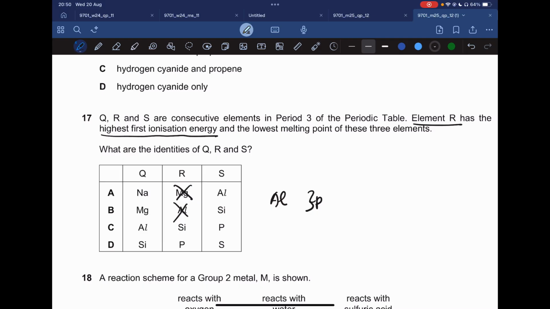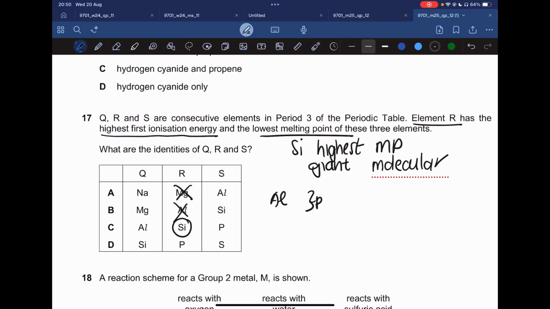Okay, with silicon, phosphorus, and aluminium, one way we can look at this instead of ionization energy is the melting point. Silicon has the highest melting point out of all of them because of the giant molecular structure. Okay, it's a bit hard to determine their ionization energy because they're within those orbitals now.